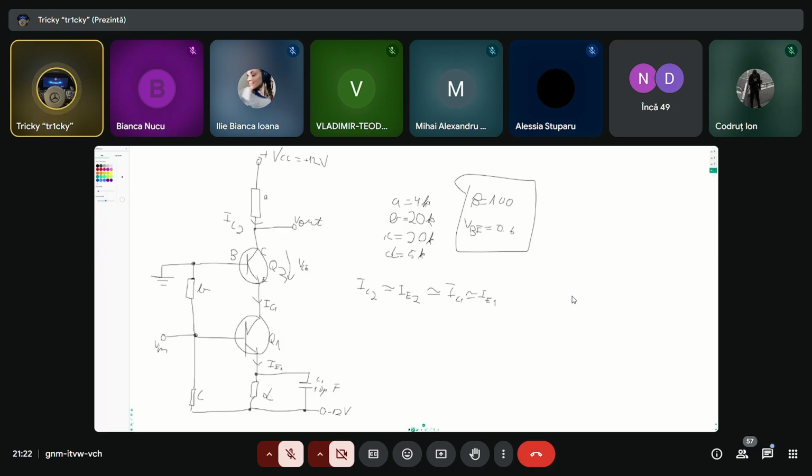Let's start by applying the Kirchhoffs here. We'll take the first one as being, so I'm going to do this. We'll name this R1, this R2, this R3, and this one R4. Okay, perfect.